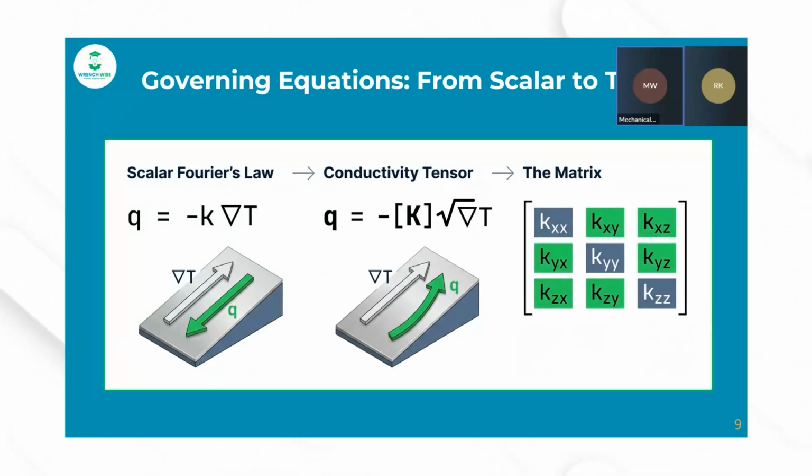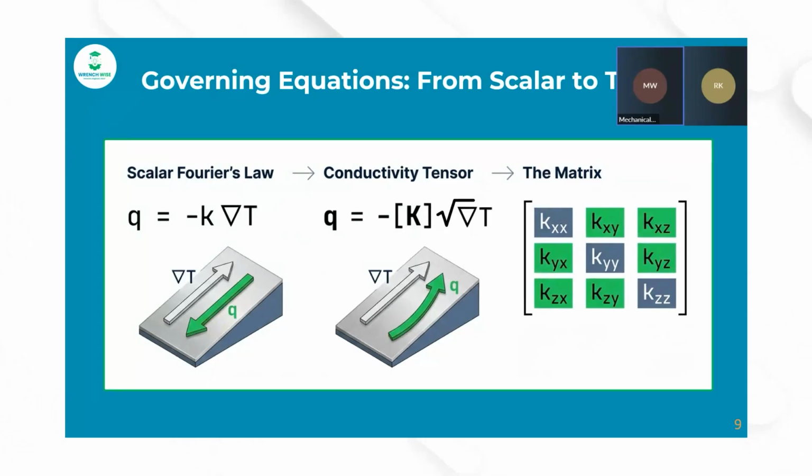Now that we know that a single scalar number will fail to capture this battery physics, we take a look at the mathematical solution. On the left side, you see the standard scalar Fourier's law. This is the governing equation used in most basic thermal models. It is the simplified view where heat is predictable. It simply flows downhill, where the temperature on one end will be higher and the temperature on the other end will be lower. The heat will flow from top to bottom. That's the whole point.